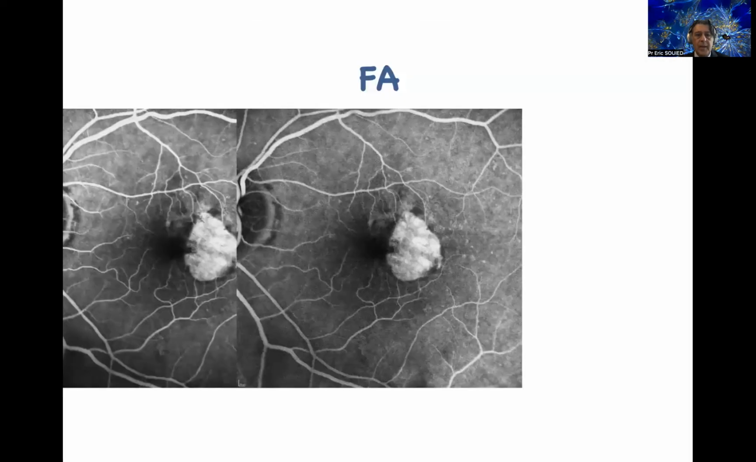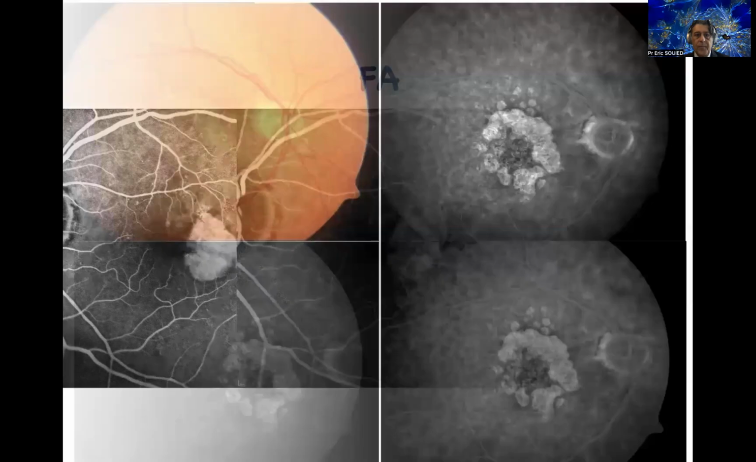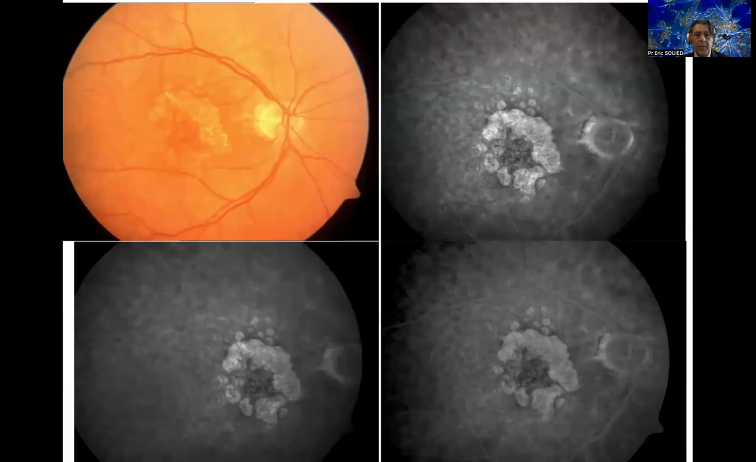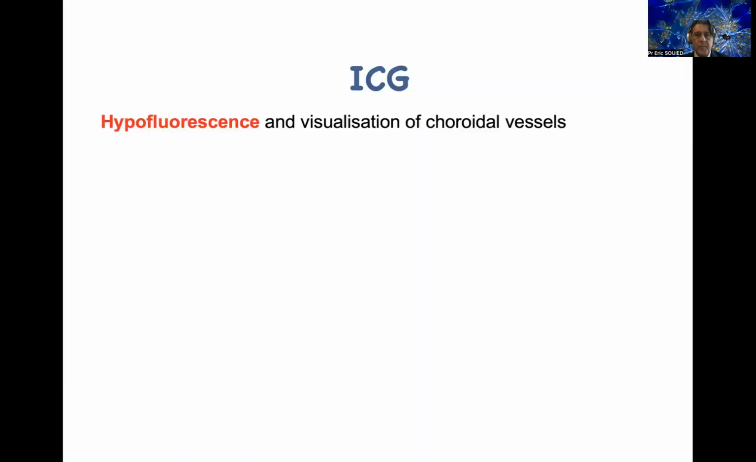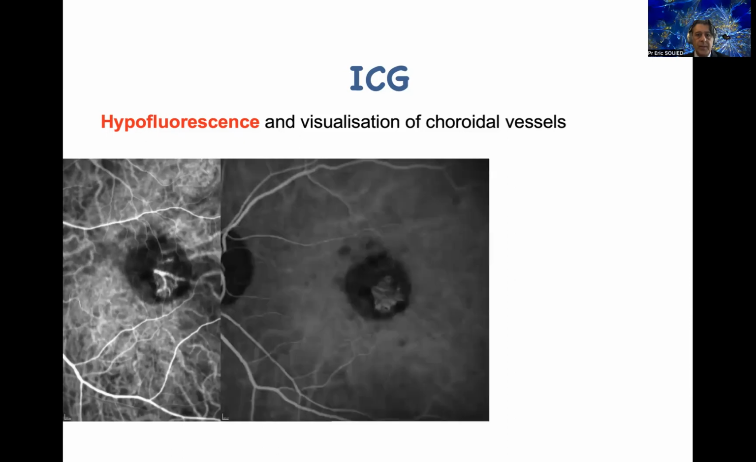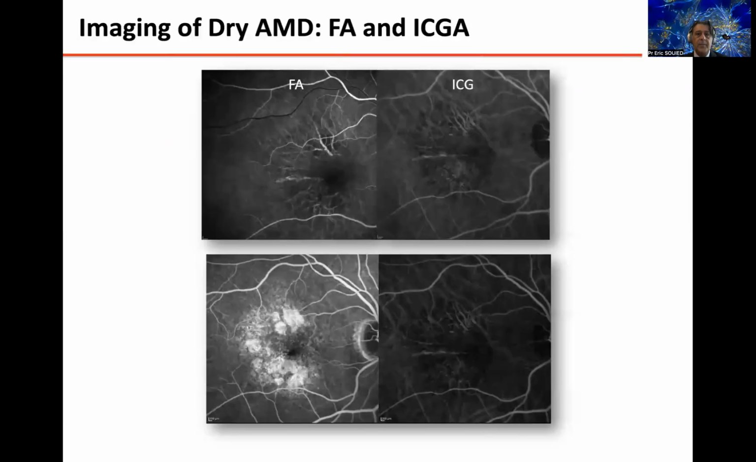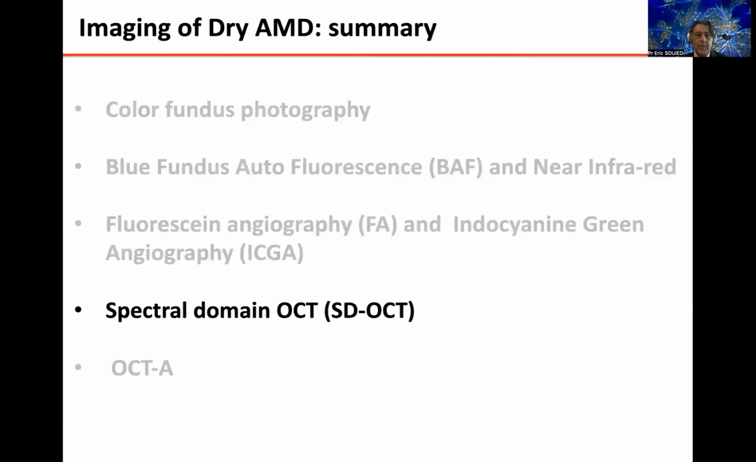Let's talk about FA. We can observe here a window effect that is revealed by a hyperfluorescence, but without any staining and without any leakage of the dye. Another example of FA. ICG shows a hyperfluorescence and visualization of the choroidal vessels and can be used sometimes in any doubt of associated CNV. Here is FA and ICG on this patient, no CNV.